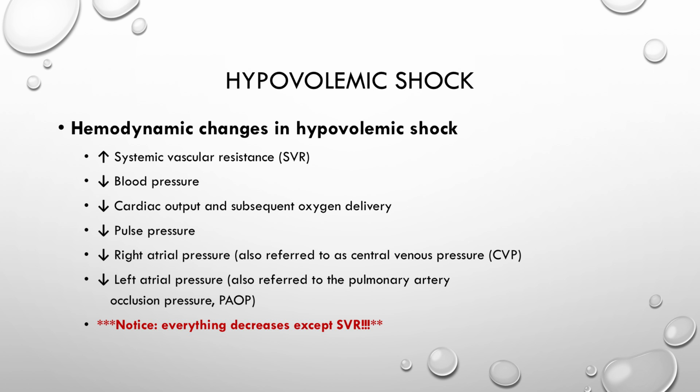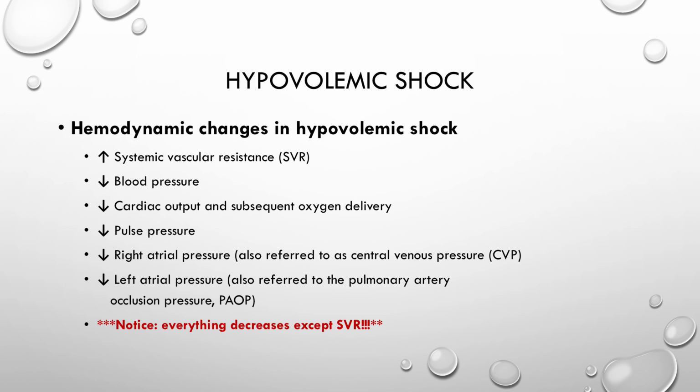So in hypovolemic shock, you're going to have an increase in systemic vascular resistance. This is your blood vessels going through that first compensatory phase, where they're constricting and increasing the systemic vascular resistance to provide an increase in blood pressure. However, in this type of shock, due to the decrease in circulating volume, this is not really going to help the blood pressure very much.